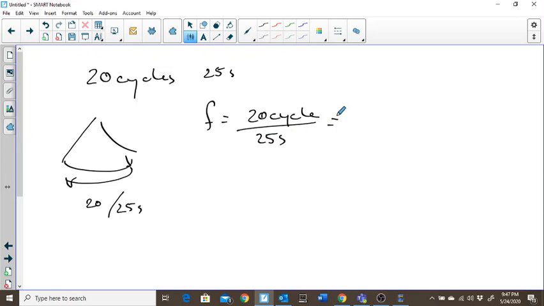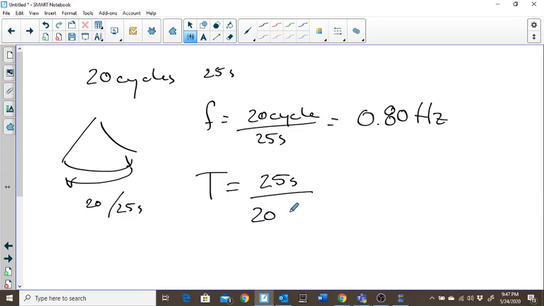And pointing out Casio FX260 solar, we can see that that's going to have a frequency of 0.80. And what's the unit? Well, cycles per second, hertz. Well, we also want to know what the period is. And the period is the time for 1 cycle. So we're going to take our time, 25 seconds, and we're going to divide that by our 20 cycles, the number of events that happen. And so if we take our 25 and divide that by 20, we get 1.25.